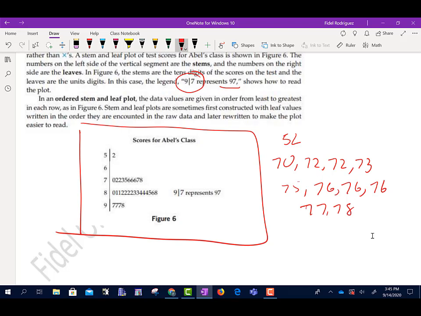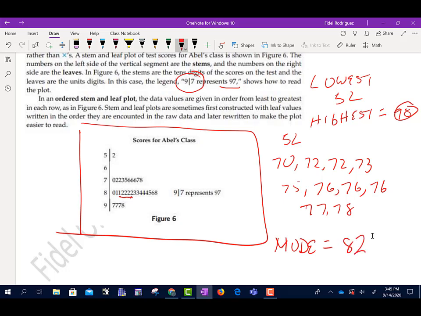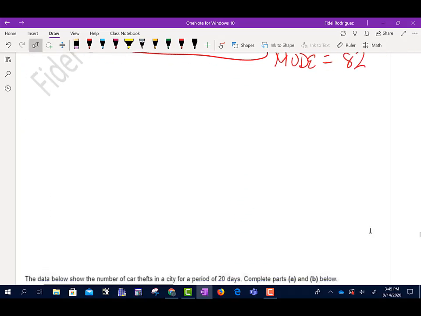So a couple of things we could observe. We could say the lowest is a 52. We could say the highest grade would have been a 98, right? That looks like the highest grade. If I were to say, what is the mode? What grade was the most common? I might look here and say it looks like an 82 would have been the mode, right? That's the one that occurred the most. It looks like we had 4 82s.